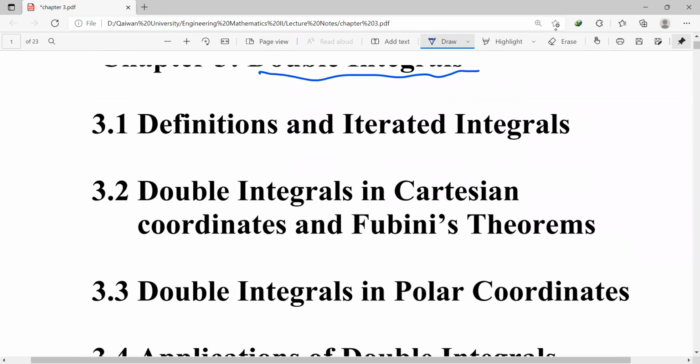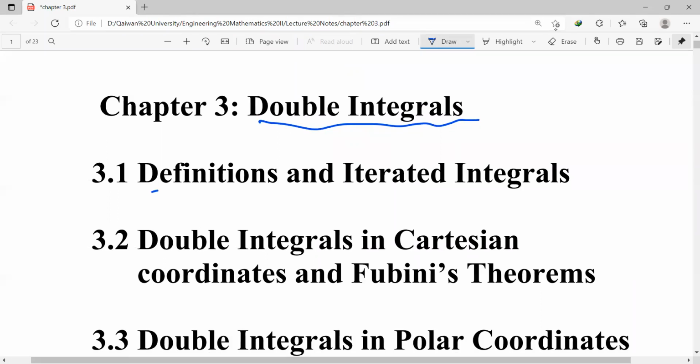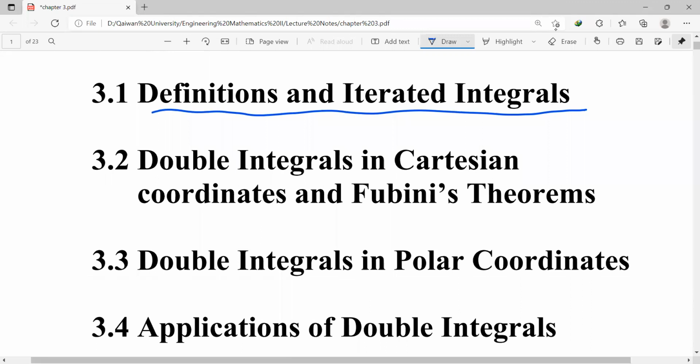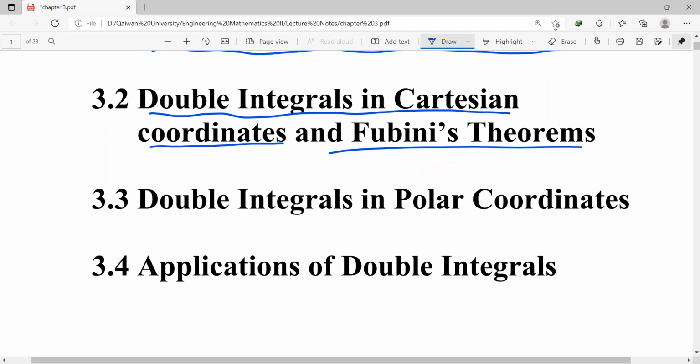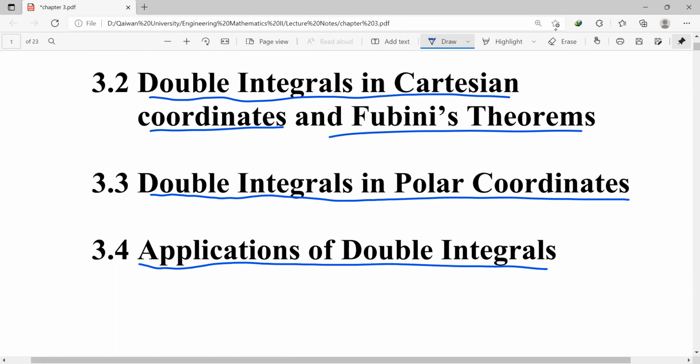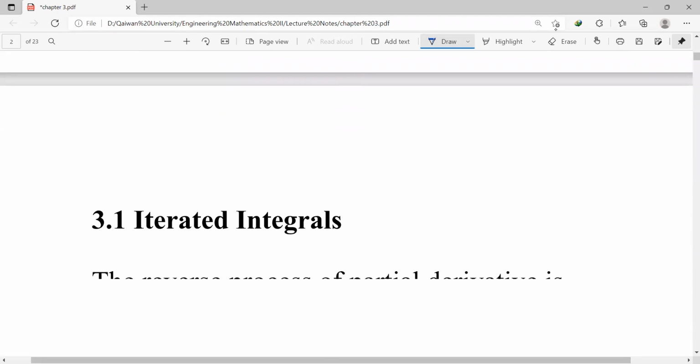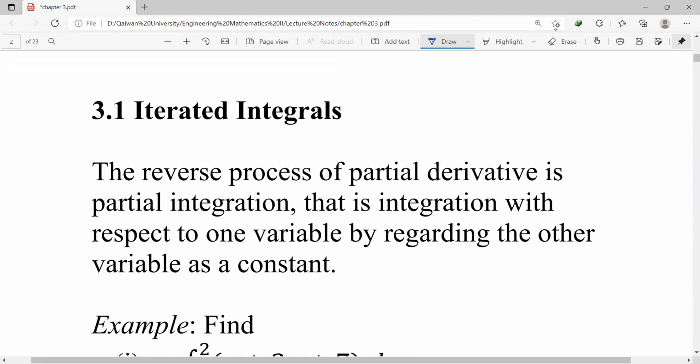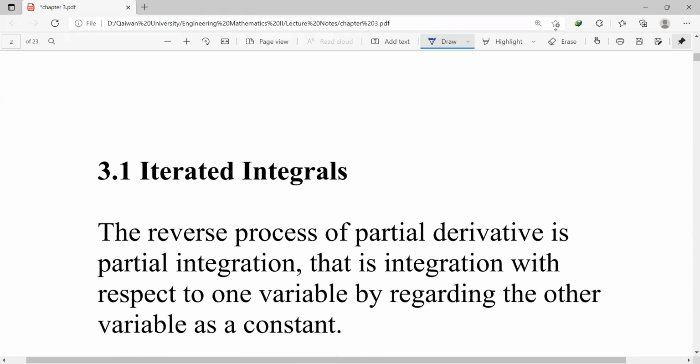Here we have 4 sections. In the first section, we have definitions and iterated integrals. In the second section, we have double integrals in Cartesian coordinates and Fubini's theorem. Then we have double integrals in polar coordinates, and in the last section, we have applications of double integrals. We have these 4 sections. In the first section, as I said, we have definitions and iterated integrals.